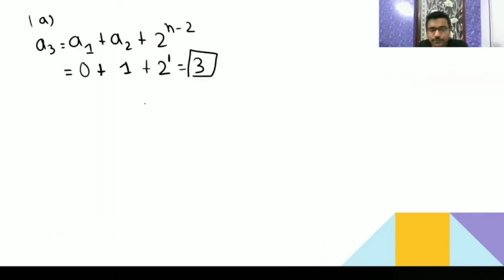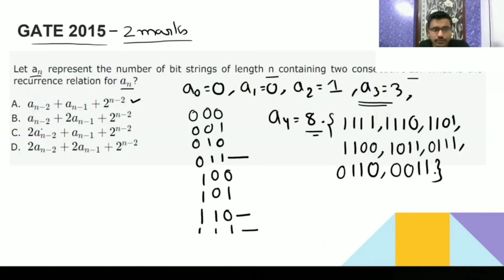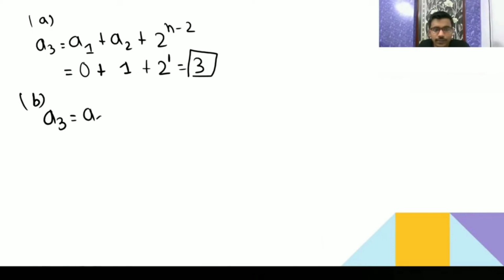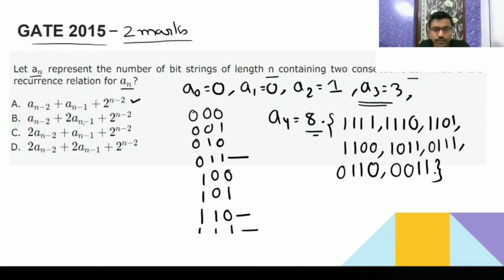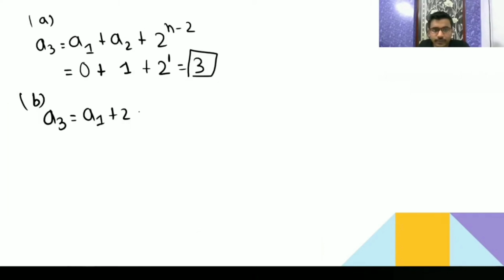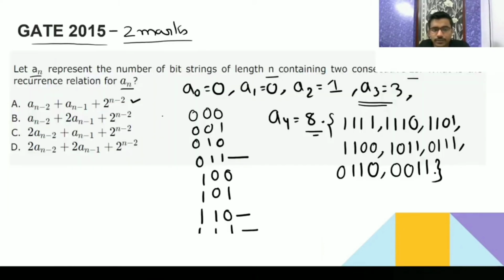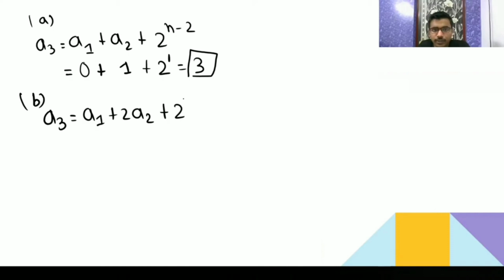Now for option B, a3 equals 2a(n-2) plus a(n-1) plus 2 to the power n minus 2. a1 is 0, then 2 because a2 is 1, then 2 to the power 3 minus 2 is 2, so you got 4 here. It means it is incorrect.